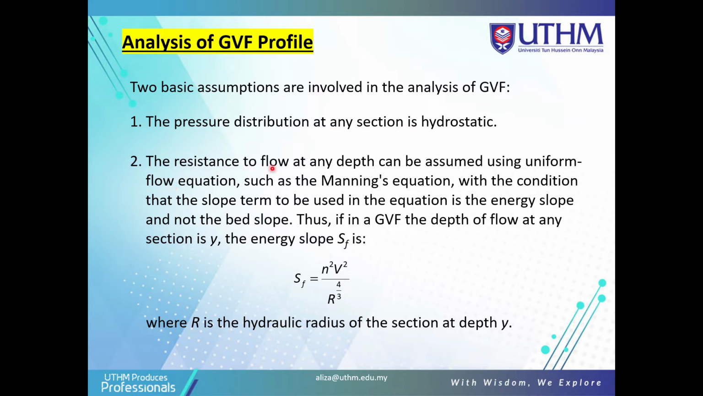The resistance to flow at any depth can be assumed using a uniform flow equation, such as Manning's equation, with the condition that the slope term to be used in the equation is the energy slope and not the bed slope. Thus if in a GVF the depth of flow at any section is y, the energy slope Sf is given by this formula. No need to worry. Here r is the hydraulic radius of the section at depth y.